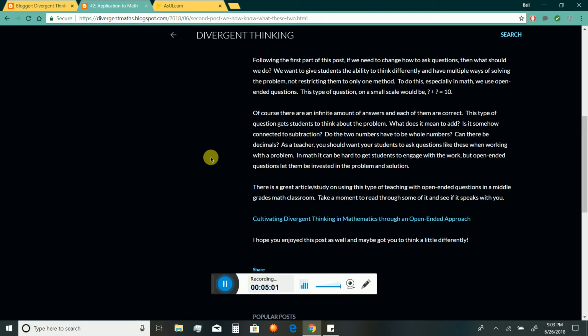Not restricting them to only one method. To do this, especially in a course like math, you want to use open-ended questions. A question like this on a really small scale that any one of us should be able to answer would be, what plus what equals 10? 5 plus 5 equals 10. 1 plus 9. There are an infinite number of responses, and they're all correct.